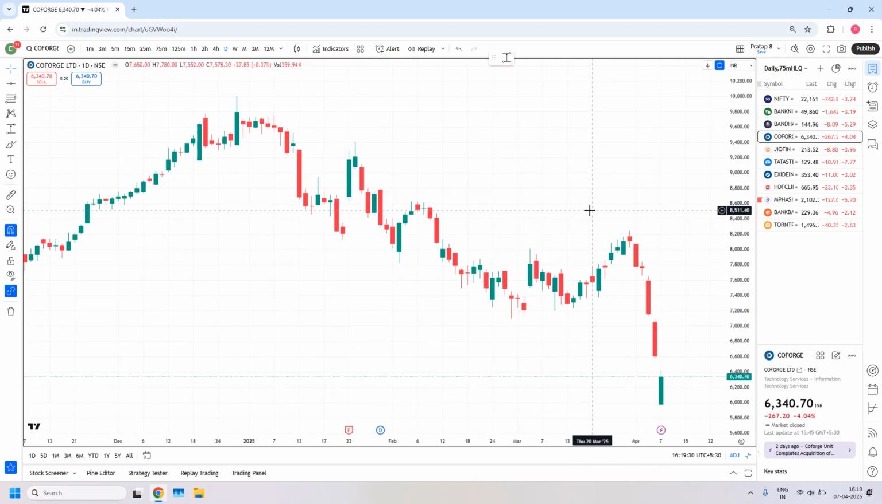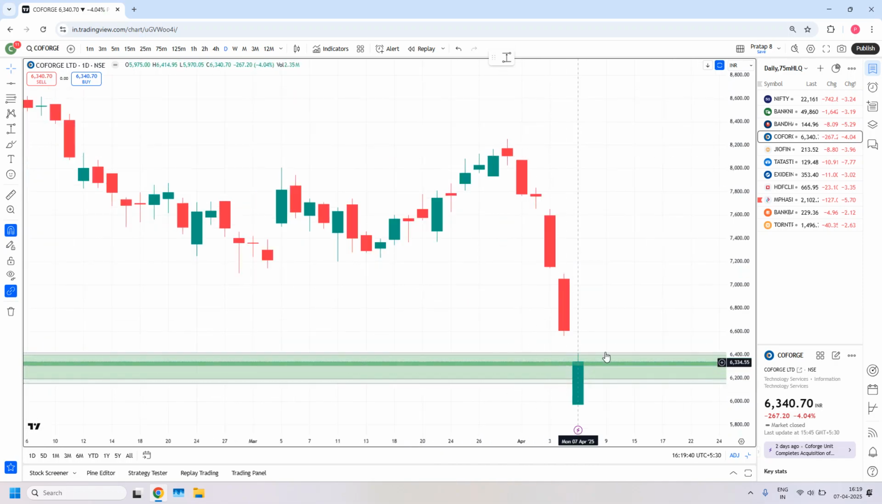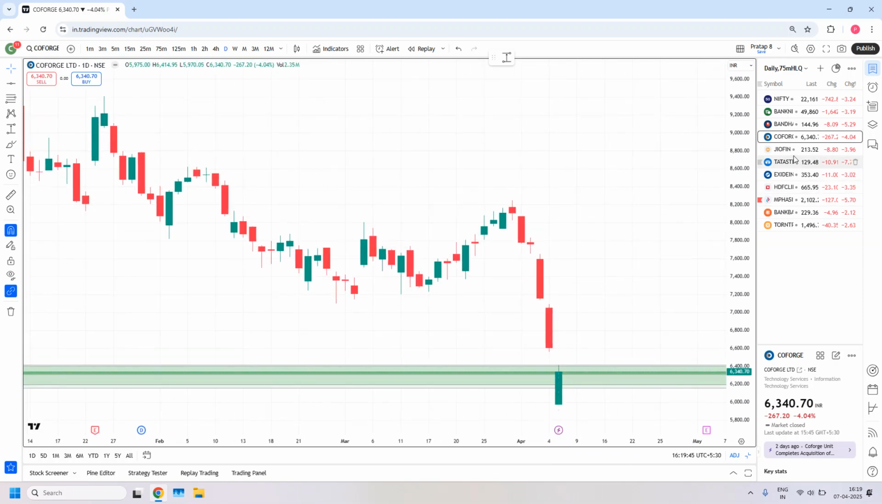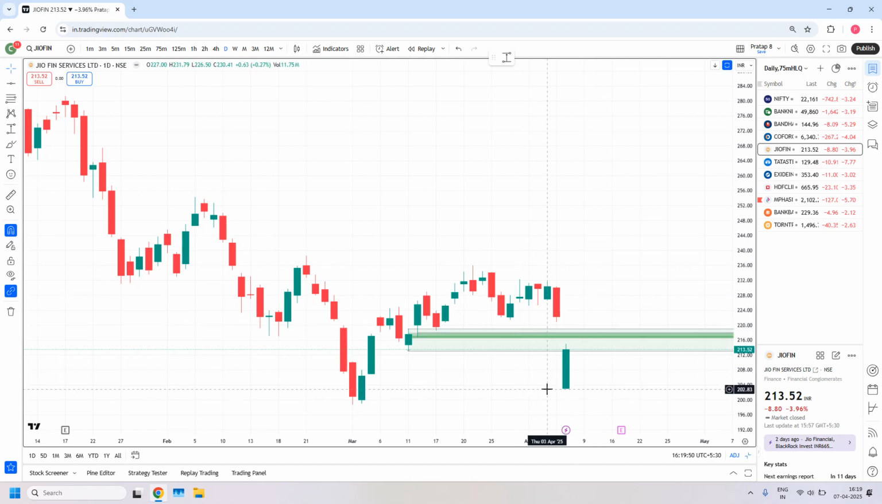Next one is Coforge. See here, market opened below the zone. That means we won't plan any trades in this zone, even though you fine-tune. Anyway, I'm not focusing on fine-tuning the zones because all are gone anyway. And Geo Financial Services. This is also a daily high liquidity zone, drop base rally. See, today also the market opened below the zone and then started moving up. So this is also gone before the 9:15 candle itself.